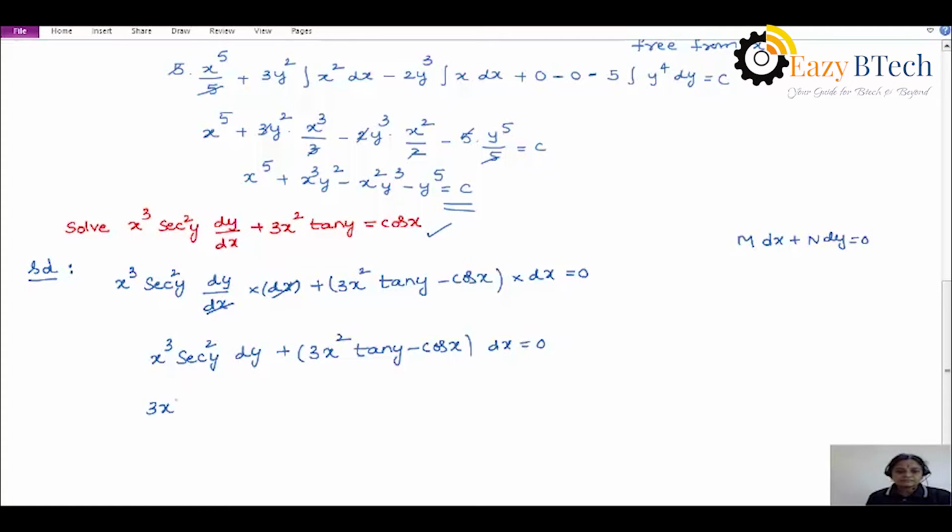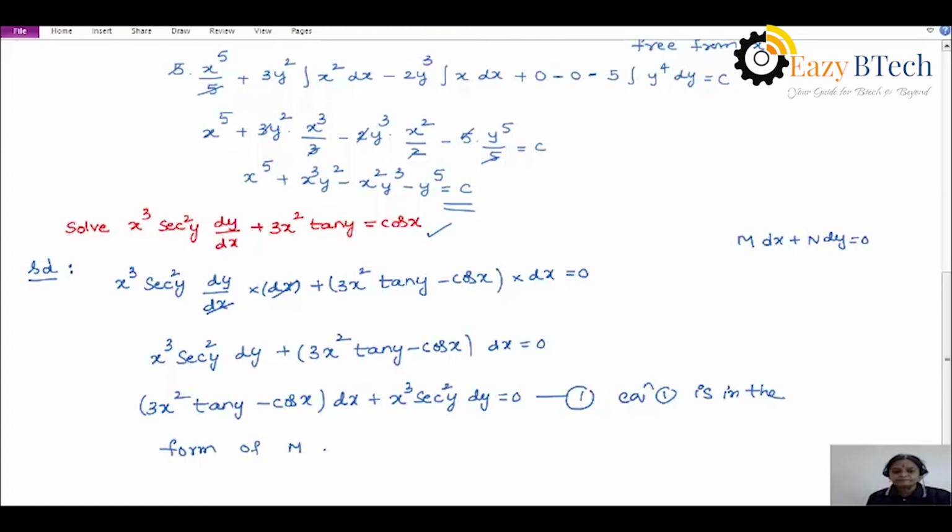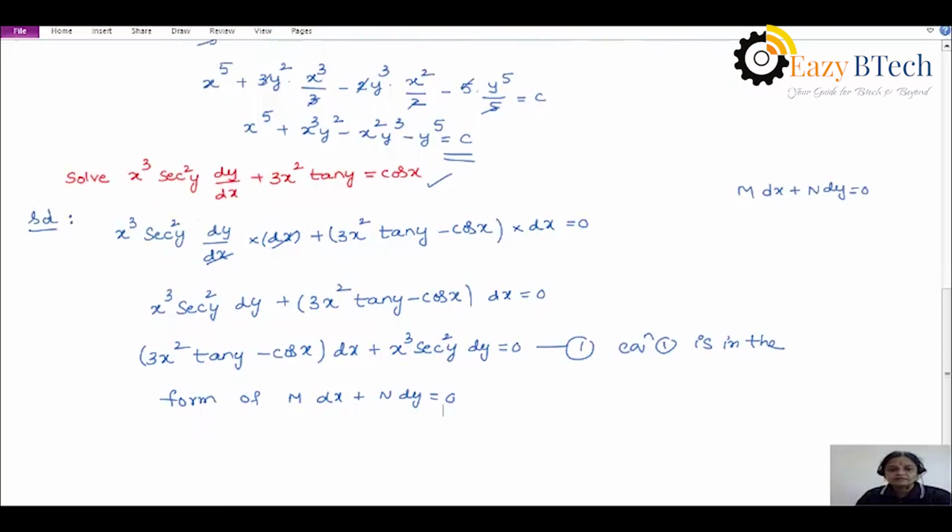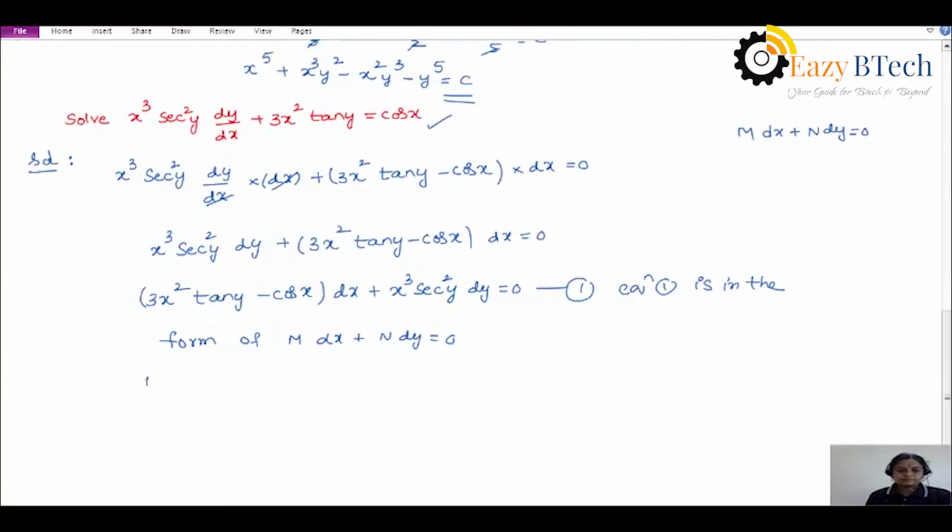So at first you write down the dx term: 3x square tan y minus cos x into dx plus x cubed secant square y dy is equal to 0. Now observe that equation 1 is in the form of M dx plus N dy is equal to 0. Okay, students, now writing the values of M and N here. The value of M is 3x square tan y minus cos x, and the value of N is x cubed secant square y.